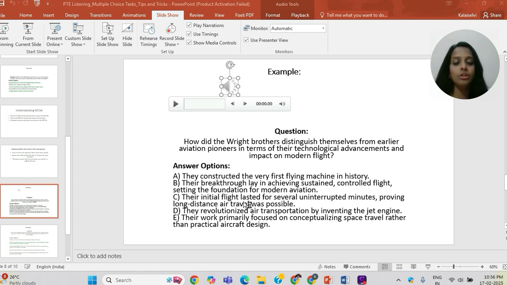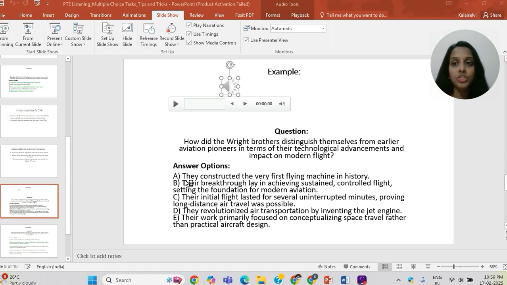Their initial flight lasted for several uninterrupted minutes, proving long distance air travel was possible. They revolutionized air transportation by inventing the jet engine. Their work primarily focused on conceptualizing space travel rather than practical aircraft design. So these are the options, and your job is to find out the correct option which fits the main theme of this passage. So let's see the options one by one.